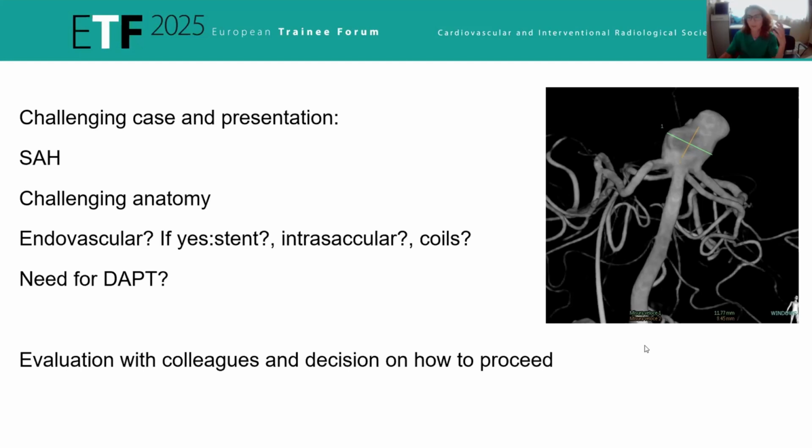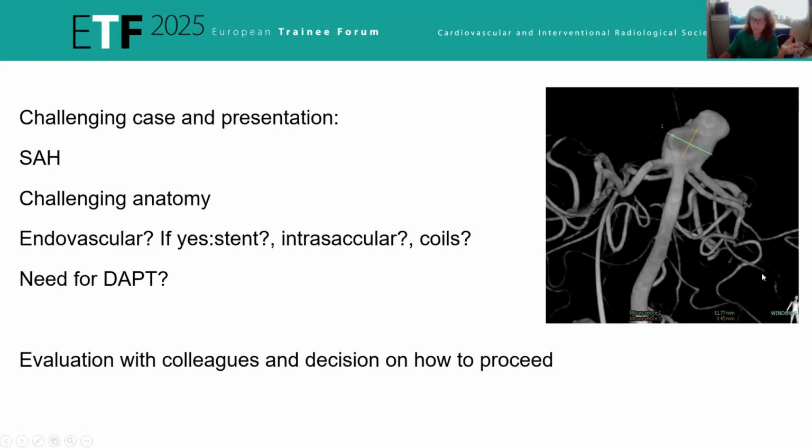Challenging anatomy, as you can see from this 3D reconstruction. He has both posterior cerebrals coming from the aneurysm, and the SCAs are quite near the neck, which is pretty wide. So this is really a challenge.